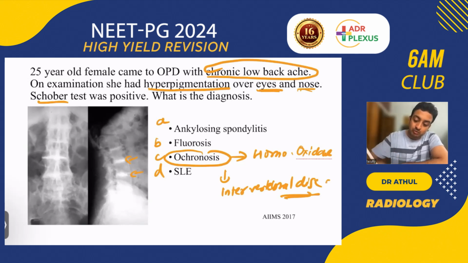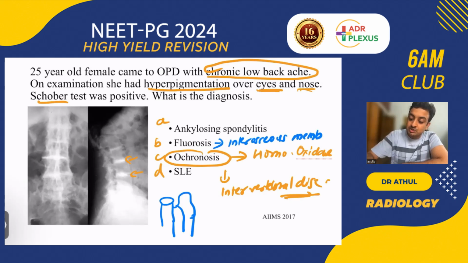Now we will discuss fluorosis. What is the classical finding in fluorosis? Radiographic finding in fluorosis. Yes, excellent. That is interosseous membrane. That is the membrane between two bones. There is interosseous membrane calcification.